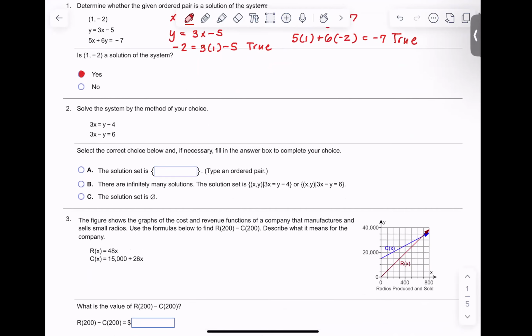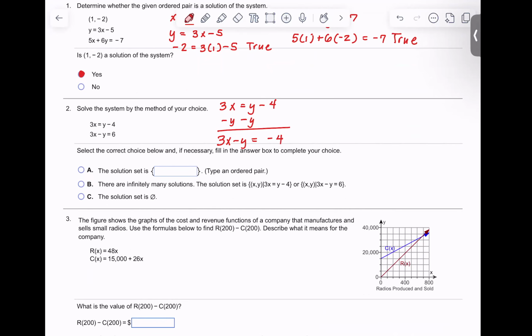Problem 2, solve the system by the method of your choice. I would probably use addition. That's my favorite method. So I am going to take that first equation and move the y over to the left-hand side by subtracting it. So now on the left-hand side of that equation, I have 3x minus y. And on the right-hand side, y minus y is 0. 0 minus 4 is -4.